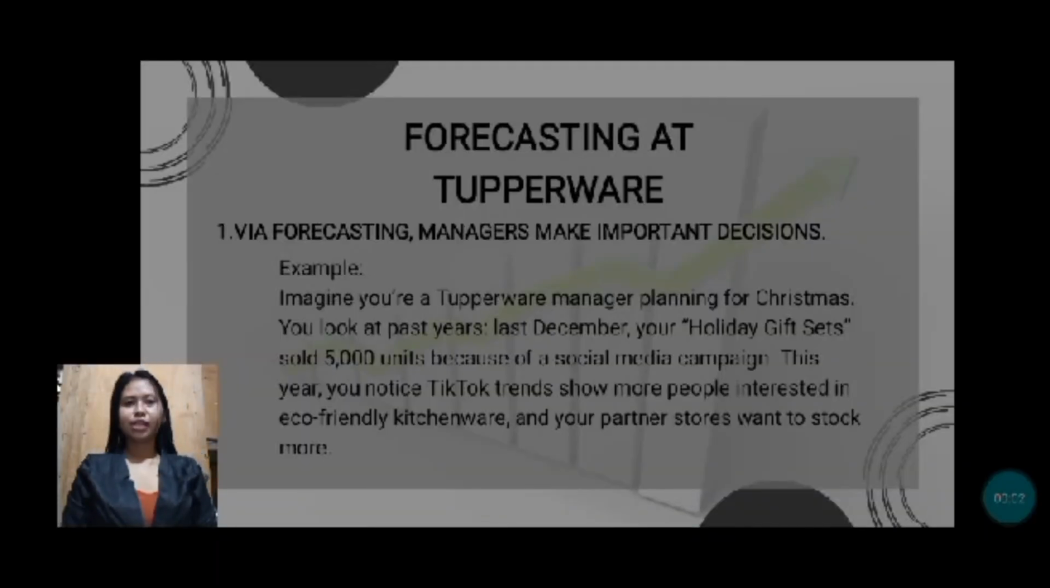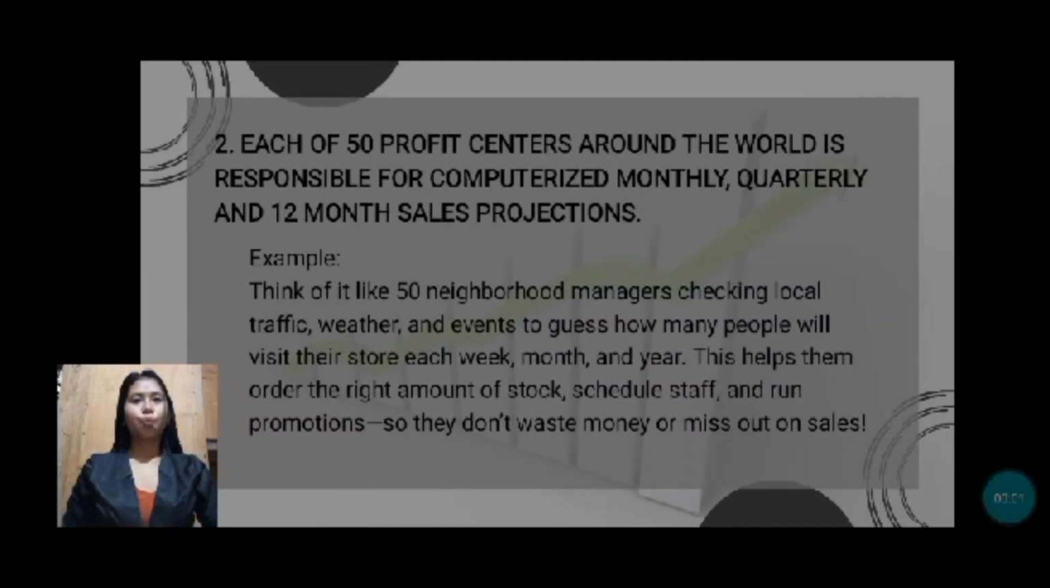And now let's proceed to the next one: each of 50 profit centers around the world is responsible for computerized monthly, quarterly, and yearly sales projections. Meaning Tupperware has 50 local teams, or profit centers, worldwide, each using computers to predict how much they will sell in the next month, 3 months, and a year, helping the company plan production, stock, and sales globally.